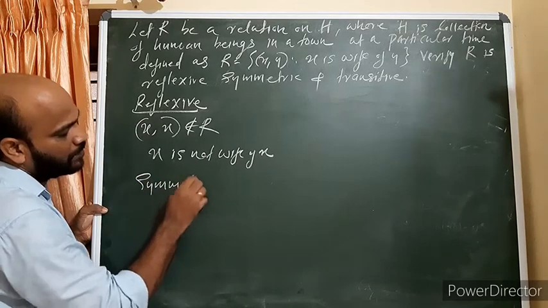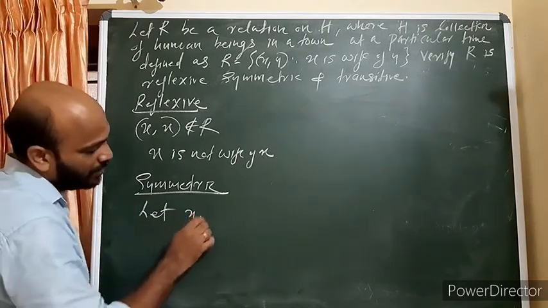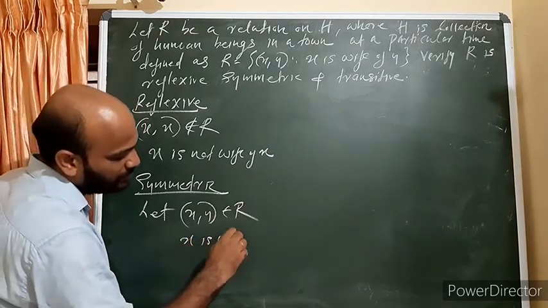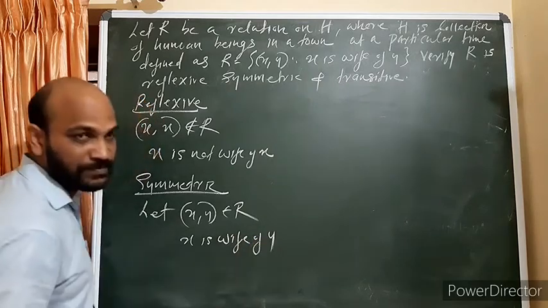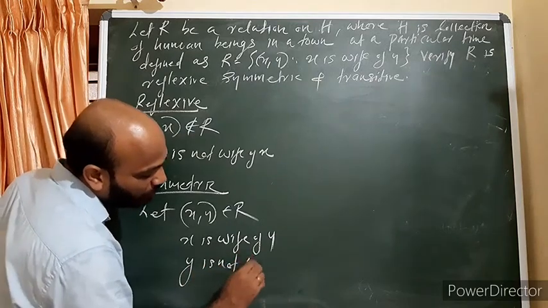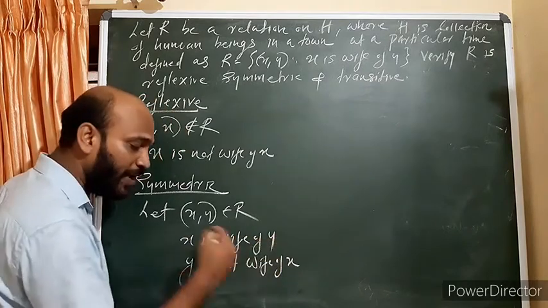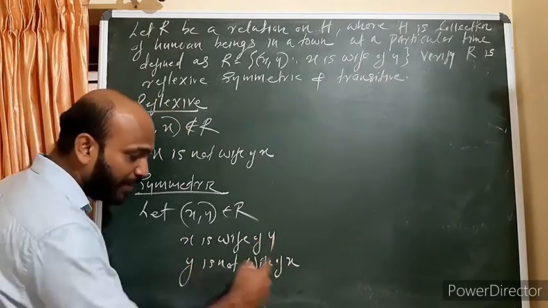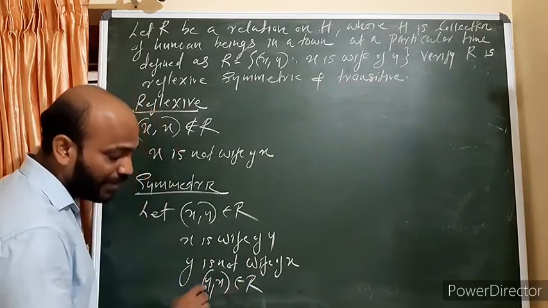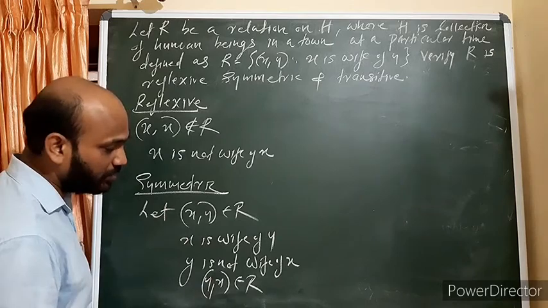Symmetry. You have to start with let. Let XY belong to R. Means X is wife of Y. If X is wife of Y, Y is not wife of X. Correct? If X is wife of Y, Y cannot be wife of X. That means YX does not belong to R. YX belongs to R only if Y is wife of X. So it is clearly not symmetric.